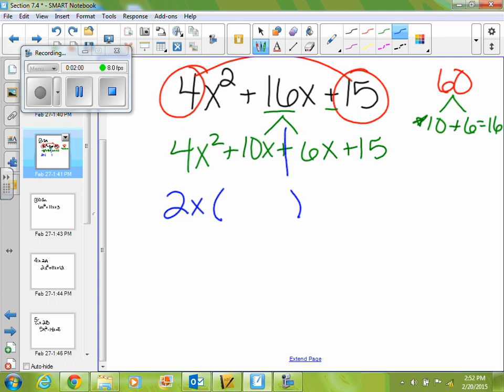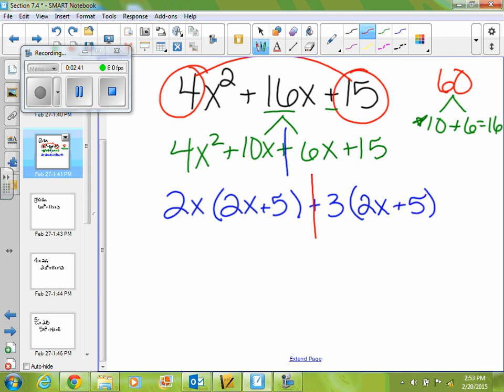Okay, so 4 divided by 2 is 2. X squared divided by x gives me how many x's left? 1. 10 divided by 2 is 5. How many x's do I have left? 0. Okay. Now, if I ignore that for now I go on to my right side. If I'm looking at 6x plus 15, what number goes into 6 and 15? 3. 6x divided by 3 is 2x. And 15 divided by 3 is plus 5.